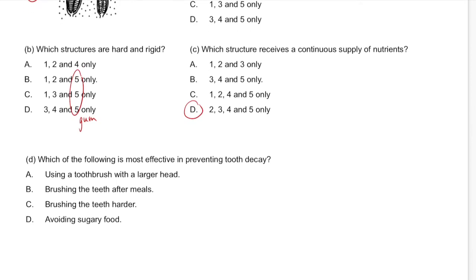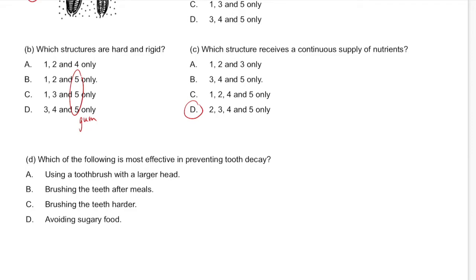The last one, which of the following is most effective in preventing tooth decay? A. Using a toothbrush with a larger head. B. Brushing the teeth after meals. C. Brushing the teeth harder. D. Avoiding sugary food. So for A and C, it won't be very useful to prevent tooth decay. For A, because if we brush with a larger head, we cannot remove those small debris. And for C, if we brush too hard, we may damage the enamel, the surface protection layer.